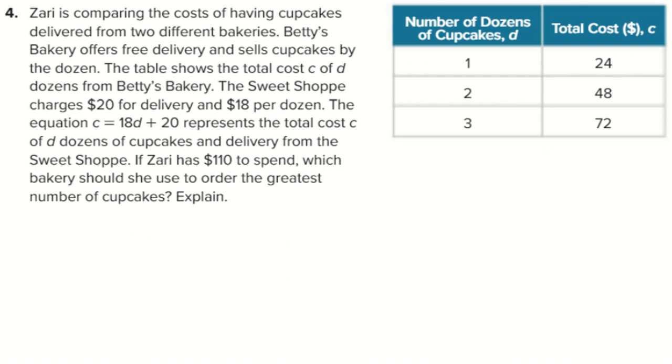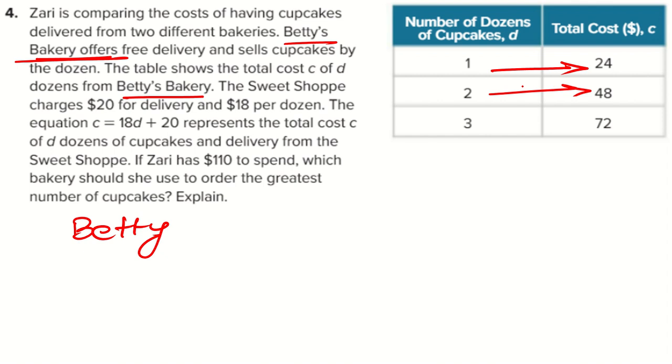Now, Zari is comparing the cost of having cupcakes delivered from two different bakeries. Betty's bakery offers free delivery and sells cupcakes by the dozen. See, there are two bakery shops. One is Betty's bakery. So, I'll write here Betty, and then how much is it offering? The table shows the total cost of Betty's bakery. Okay, this is the table for Betty. For one dozen it is 24, for two it is 48. So just multiply by 24, multiply by 24, 24. Okay. So this is C is equal to 24 times D.